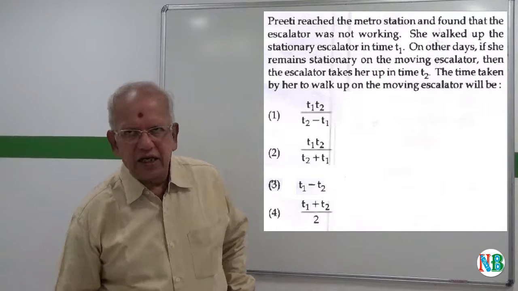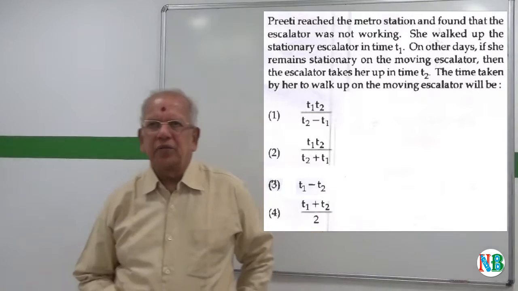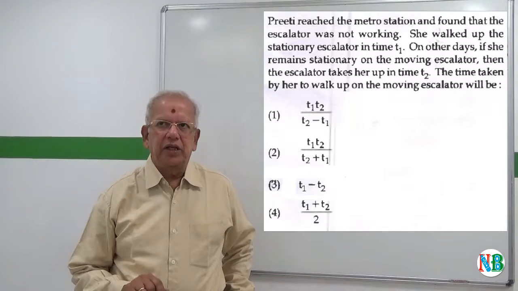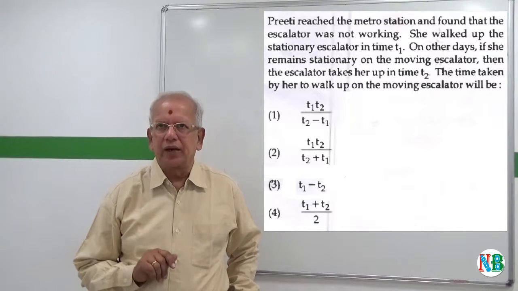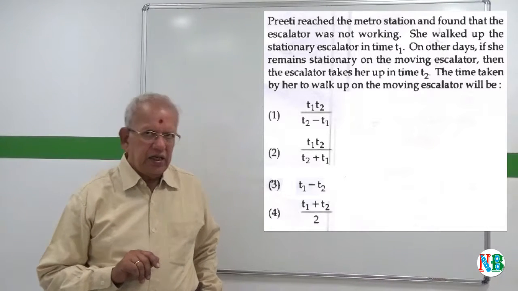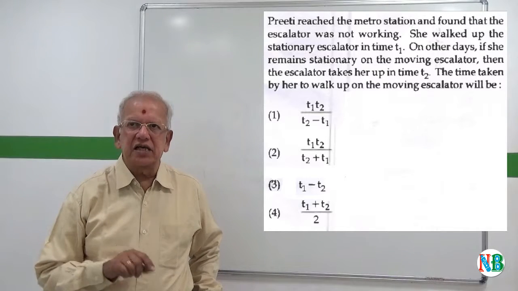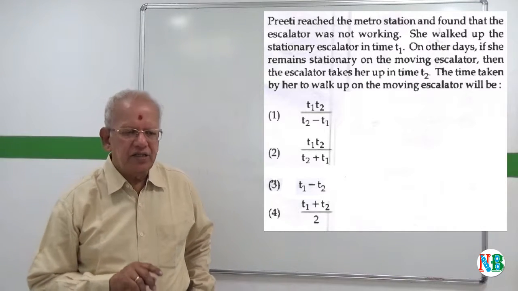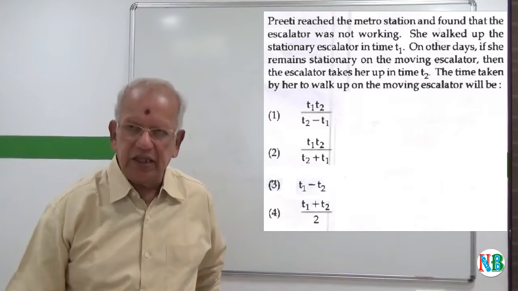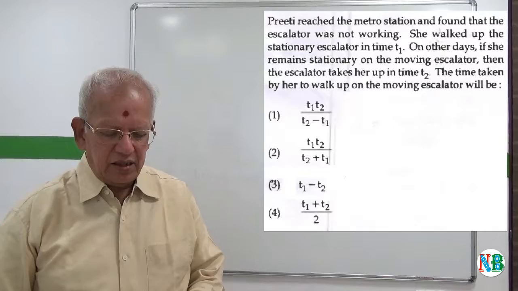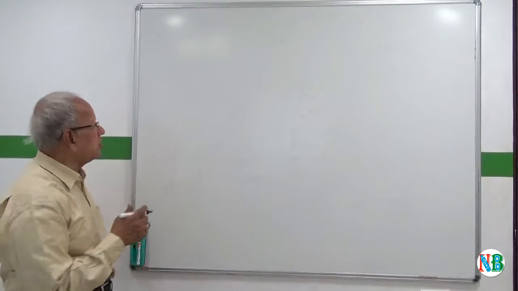When the escalator is static, the time taken by Preeti to walk up the stairs is t1. And when the escalator is moving and Preeti is stationary, the time taken is t2. Now you are asked to find the time taken when she is also climbing and the escalator is also moving. Okay, so let's look at it.